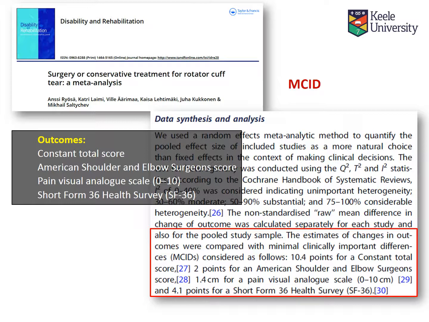They already told you what the MCID is. So if their study found less than 10.4 on the constant, even if it is statistically significant, it is really not clinically important. 2 points for the American Shoulder and Elbow Surgeons score, 1.4 for pain visual analog scale, and 4.1 for short form health survey. So when you read MCID, this is what it is. It is the minimum threshold to consider the results as clinically important.